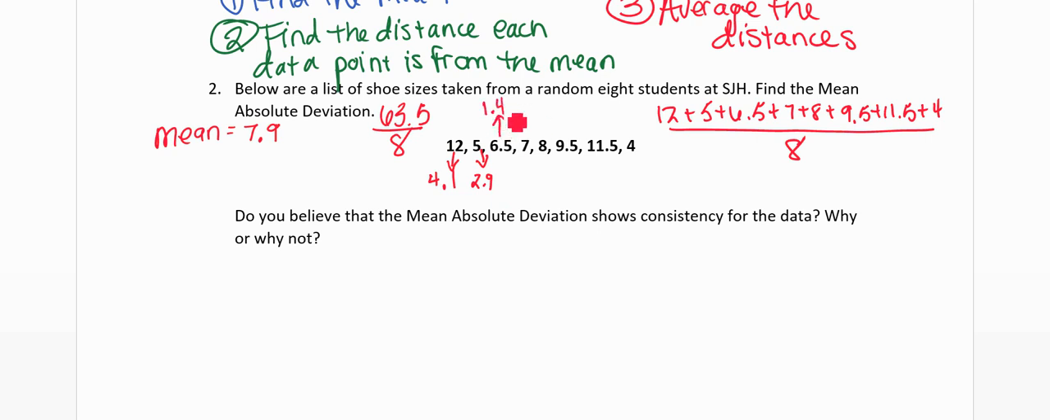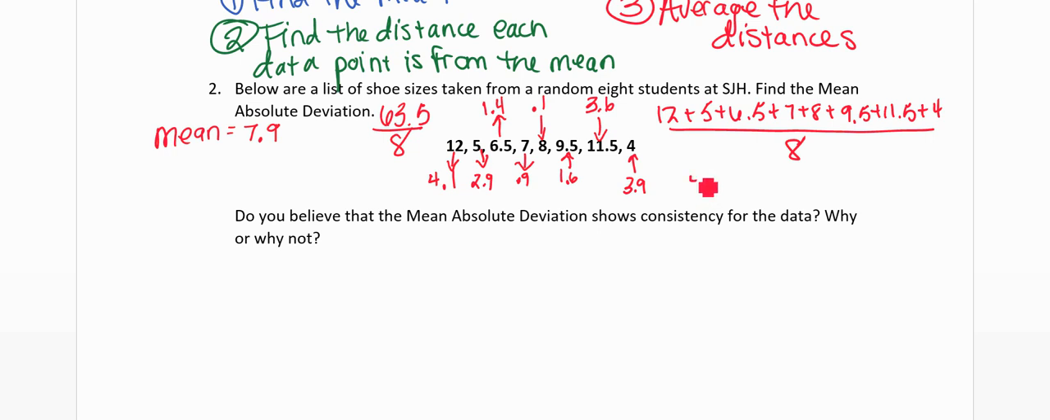And I'm going to keep going until I find all of my distances from the mean. So go ahead and pause and find the rest of your distances. Okay, so now we have all of our distances from the mean. If you don't have them all, go ahead and jot those down. And now we want to add all of these together.